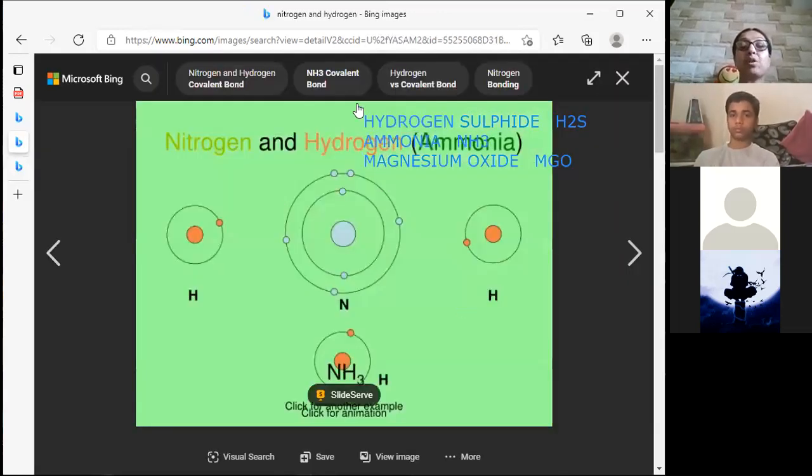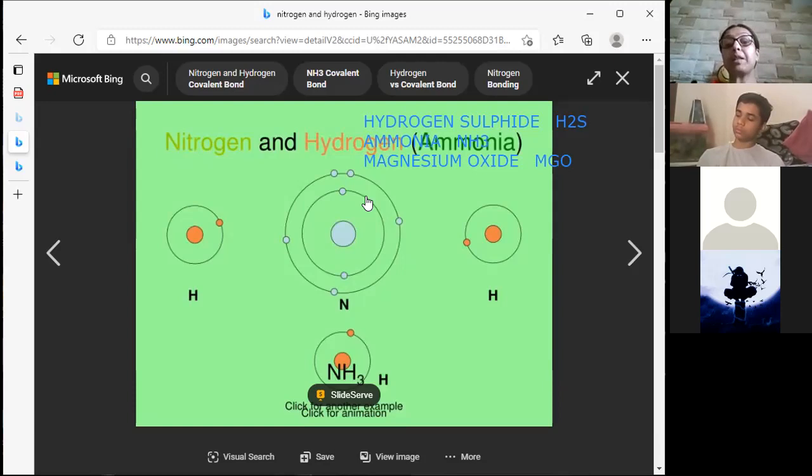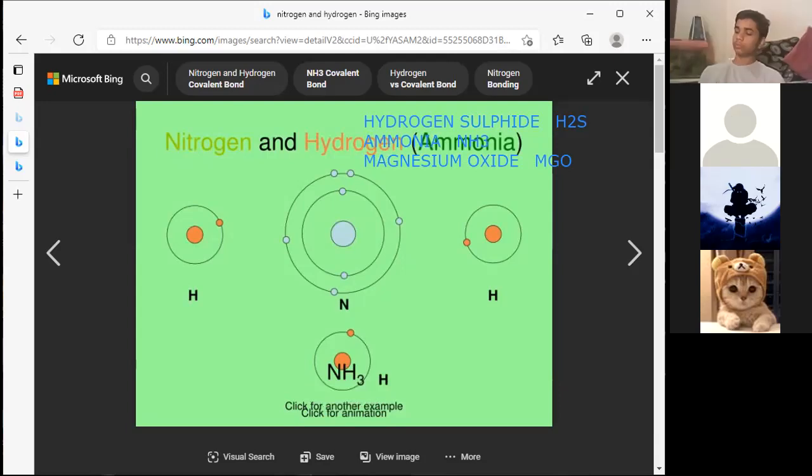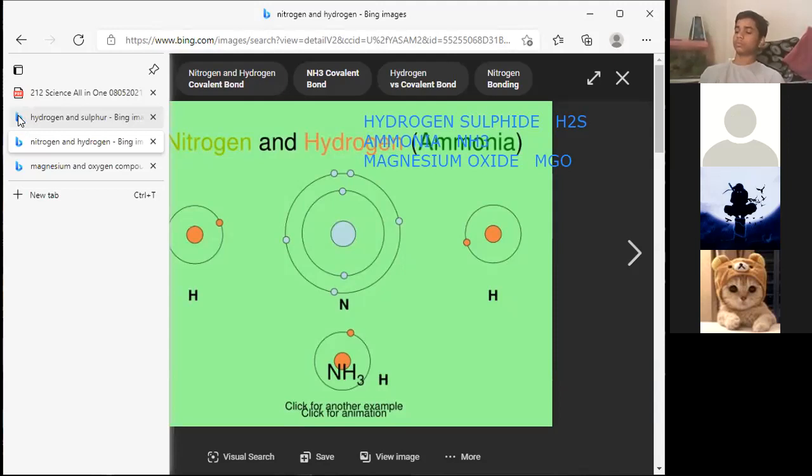You can write for nitrogen also. You can say the valency of nitrogen is 3, and therefore it takes 1 of hydrogen. So 3 atoms of hydrogen are required to complete the orbit, and therefore we get NH3, ammonia. Written it down, beta. Yes, teacher. And you can write it for hydrogen sulfide also if you want.